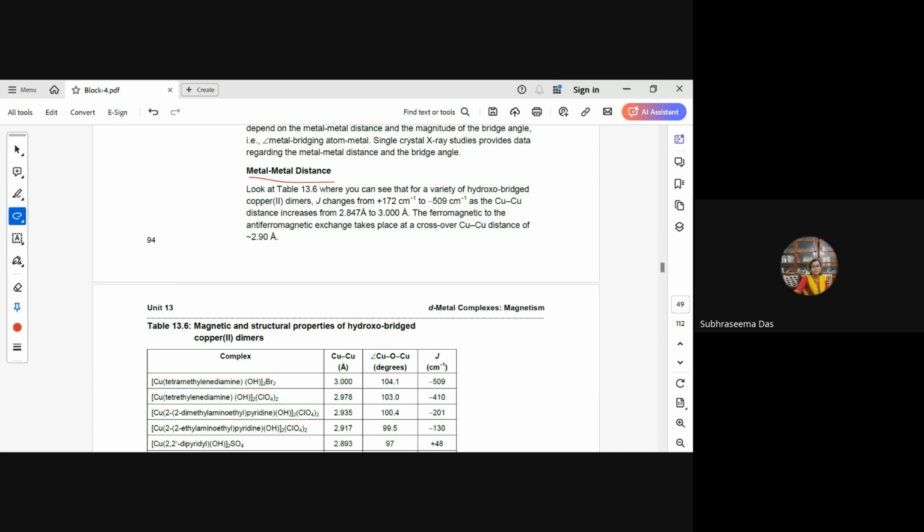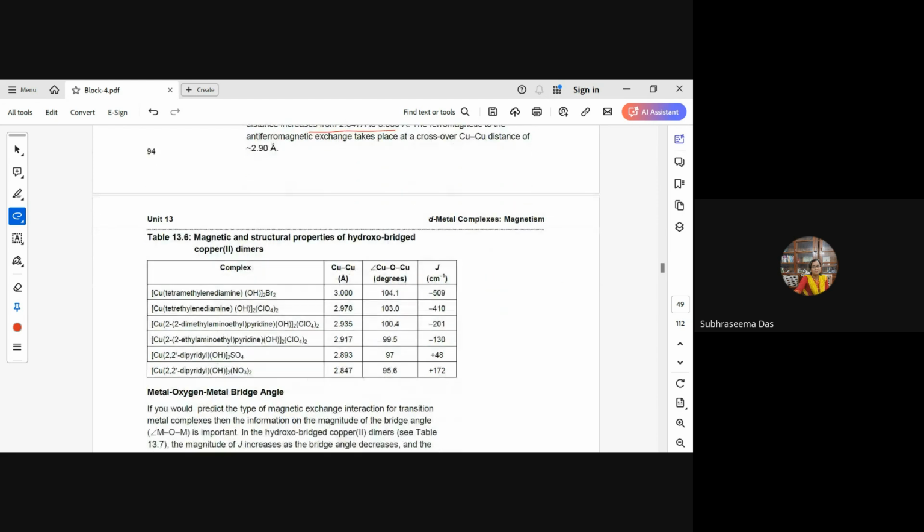in a variety of hydroxo-bridged copper dimers, the J changes from plus 172 to minus 509 as the copper-copper distance is increased. So the change from ferromagnetic to antiferromagnetic exchange takes place here, and we can see the J values listed in table 13.6. Here the impact of metal-metal distance is critical in establishing the J value and also the magnetic nature of the complex.